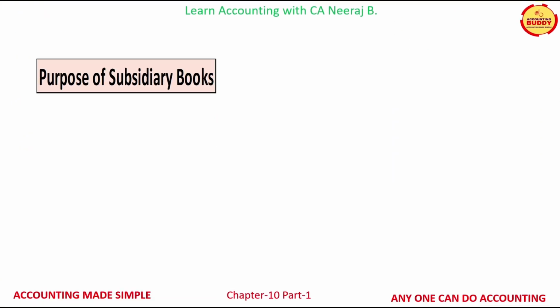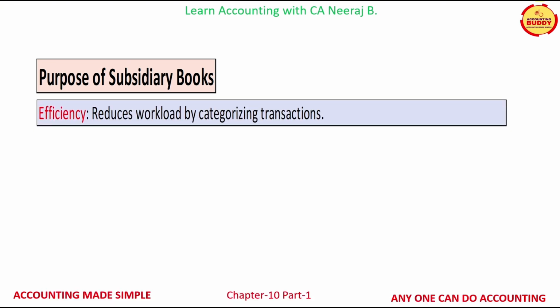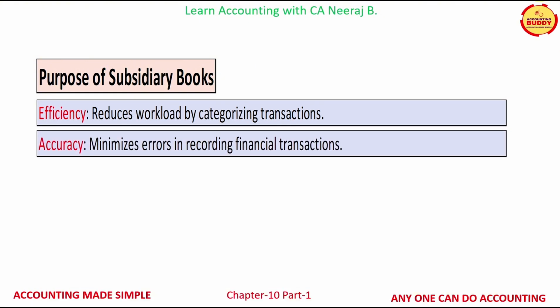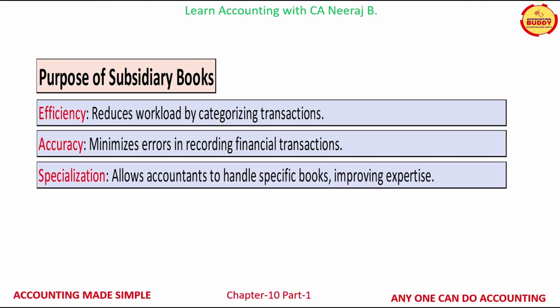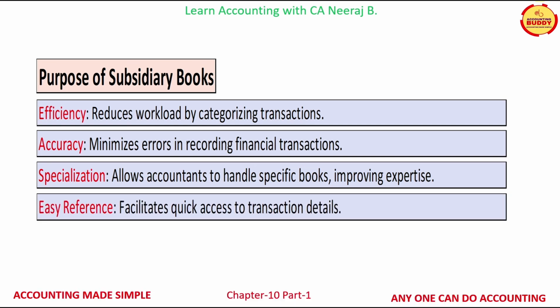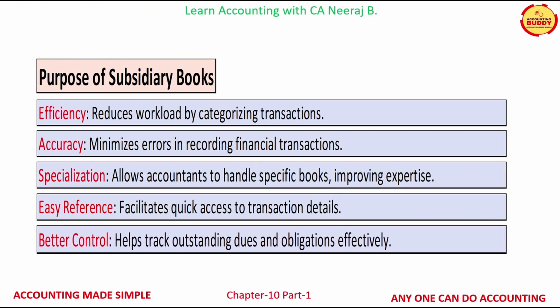Let us now understand the purpose of subsidiary books. Subsidiary books improve efficiency and reduce workload by categorizing transactions. Subsidiary books ensure accuracy and thus minimize errors in recording financial transactions. Subsidiary books provide an opportunity to accountants to become specialized in handling specific books and thus improve expertise. Subsidiary books are an easy reference and facilitate quick access to transaction details. Subsidiary books ensure better control and help to track the outstanding dues and obligations effectively.